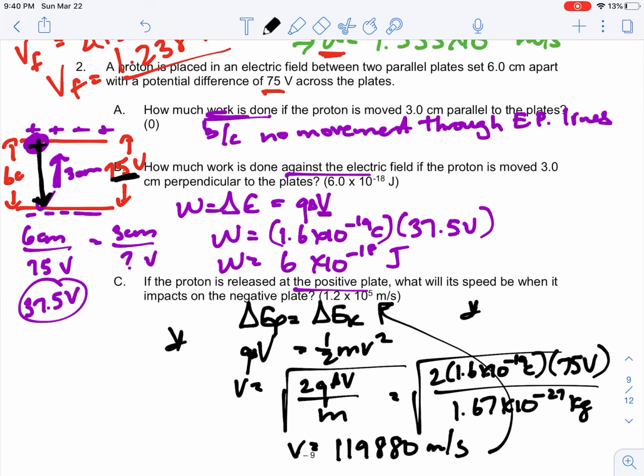This change of potential is equal to change in kinetic. You'll see it right up till the very end. And that's it for this video.